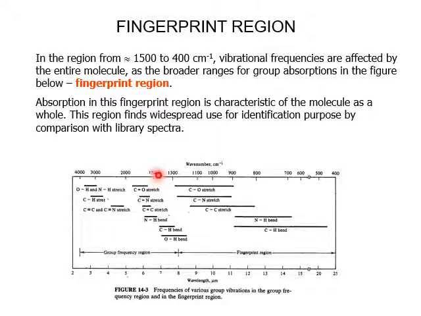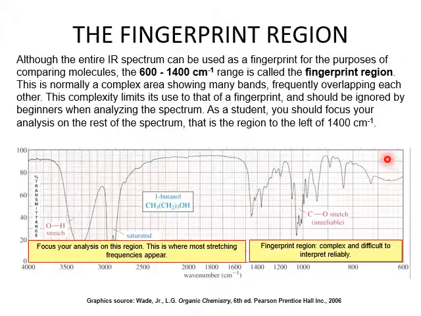But the 1,500 to 400 is the fingerprint area. Usually the fingerprint area is a complex area, and interpreting it is not easy. But finding the functional groups in the area from 4,000 to 1,500 is not difficult. So, for example, you know the wavelength area for the OH group, and when you have a broad band like this around 3,500, you know that that's an OH group.